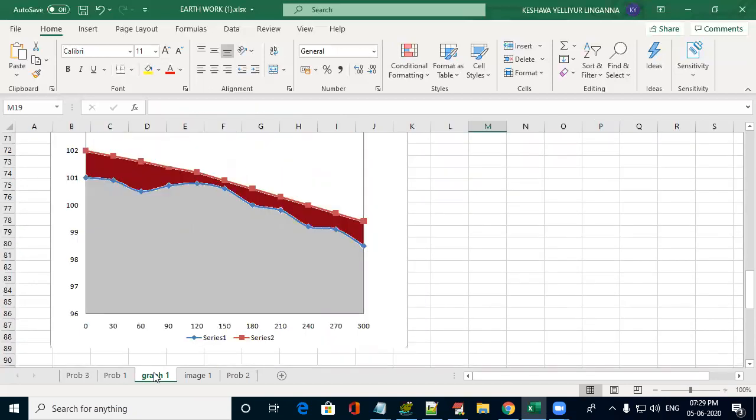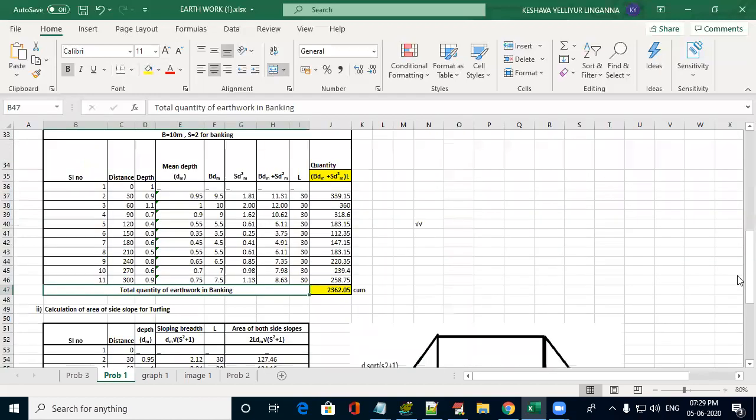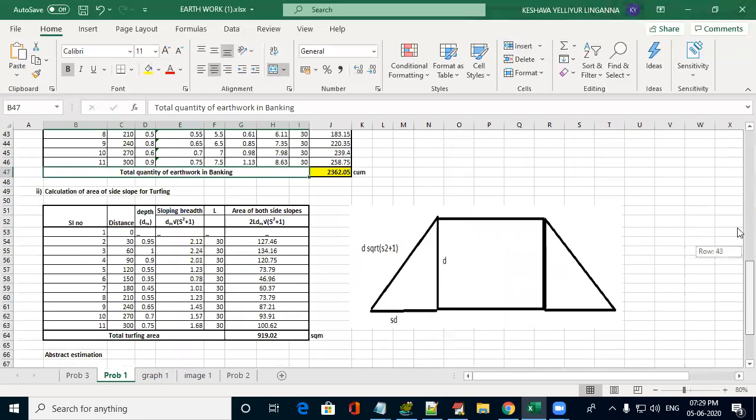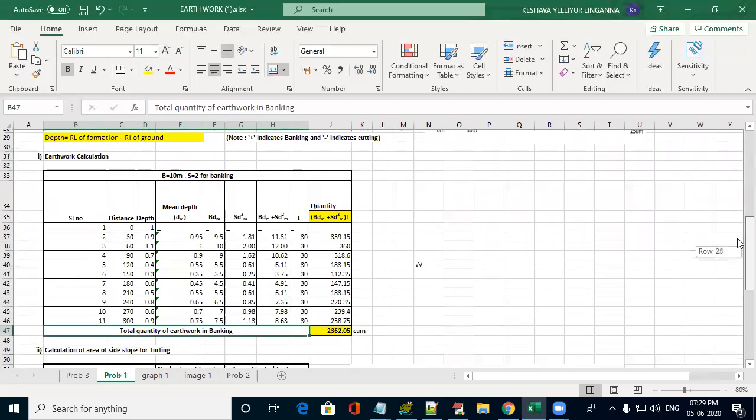So this will give you how much mud is required to fill this area to have a proper road, which is the requirement of the problem. Okay, this is the detailed estimation.